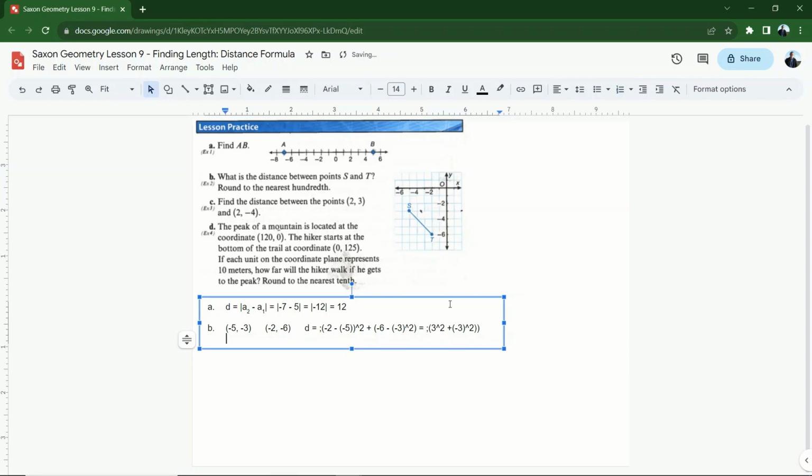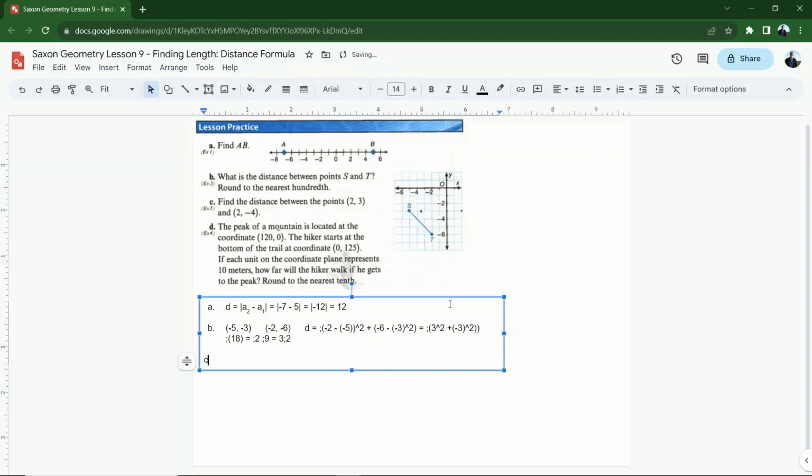So the answer to this is going to be the square root of 18, which is equal to the square root of 2 times the square root of 9. And the square root of 9 can be evaluated. So it's 3. So this is going to be 3 square root of 2 as an answer. 3 times the square root of 2.